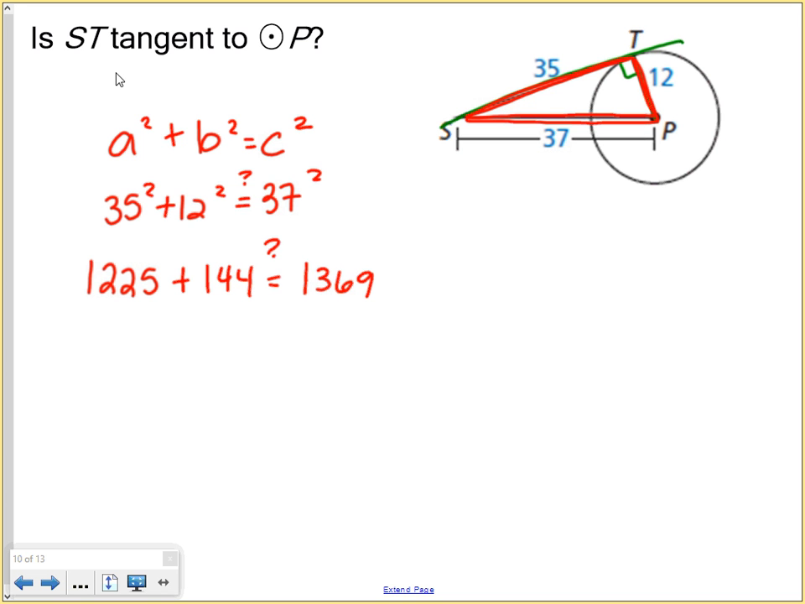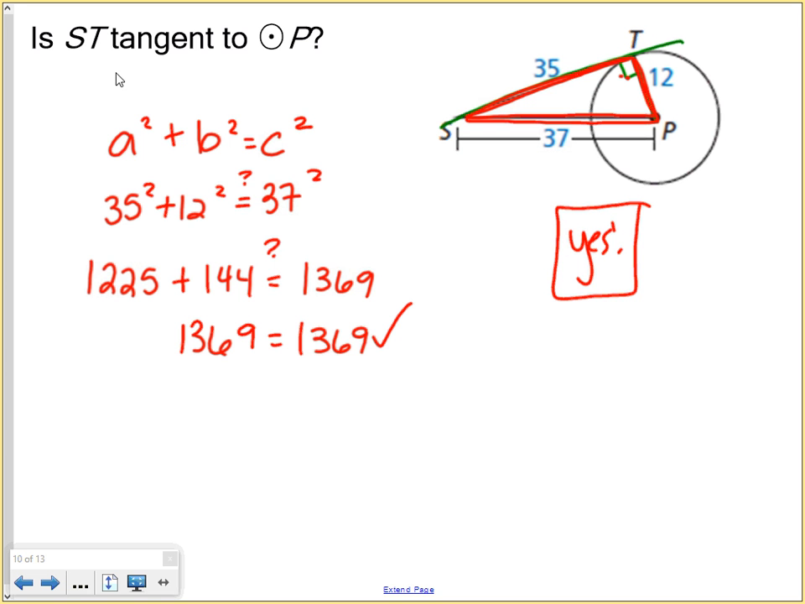So I'm not solving here. I'm asking, like, yes or no, are they equal? 1,225 plus 144 is 1,369. So did it work? Yeah. Yes. So it's kind of like a chain effect. Because this was true, because a squared plus b squared equals c squared, this has to be a right triangle, that has to be a right angle, those have to be perpendicular, and yes, ST would be tangent. So if Pythagorean theorem didn't work, then no, those would not be tangent.